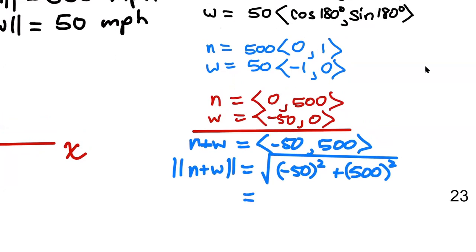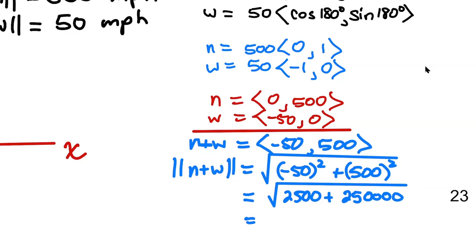So we'd be looking at, well, this is 2,500 plus 25 with 4 zeros, for 250,000. 250,000, you want to hold on to that one. All right, and so the square root of 252,500, and at that point we can kick it on over to a calculator.